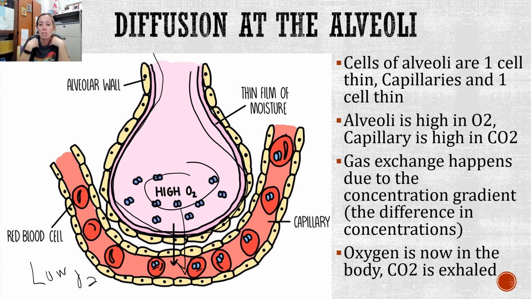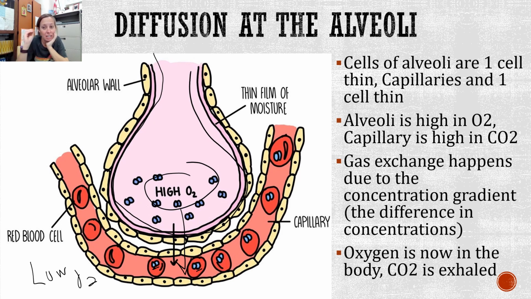This is how the oxygen gets from our lungs into our bloodstream so we can then move it around, all right? So the cells of our alveoli are one cell thick, and the capillaries are one cell thick, right? So we have two very thin membranes right next to each other. And the alveoli is high in oxygen, the capillary is high in CO2, right? So the oxygen is going to move from the alveoli into the bloodstream, and the CO2 is going to move from the capillary up into the alveoli, right? So you exhale the CO2, and the O2 is then going to be moved throughout the body.